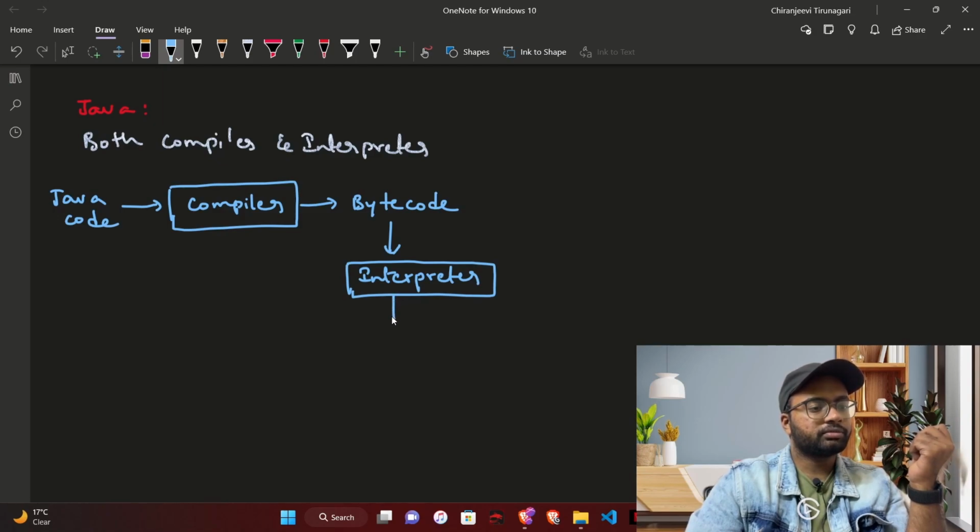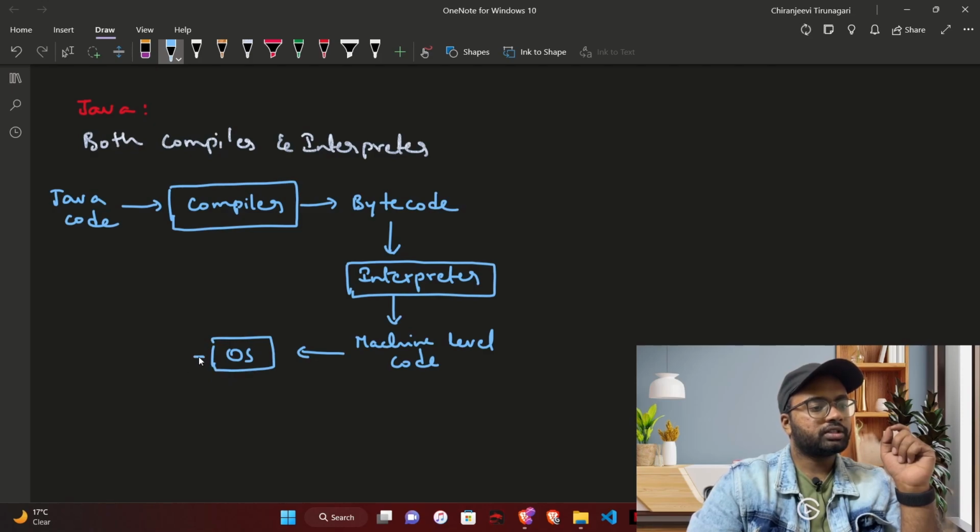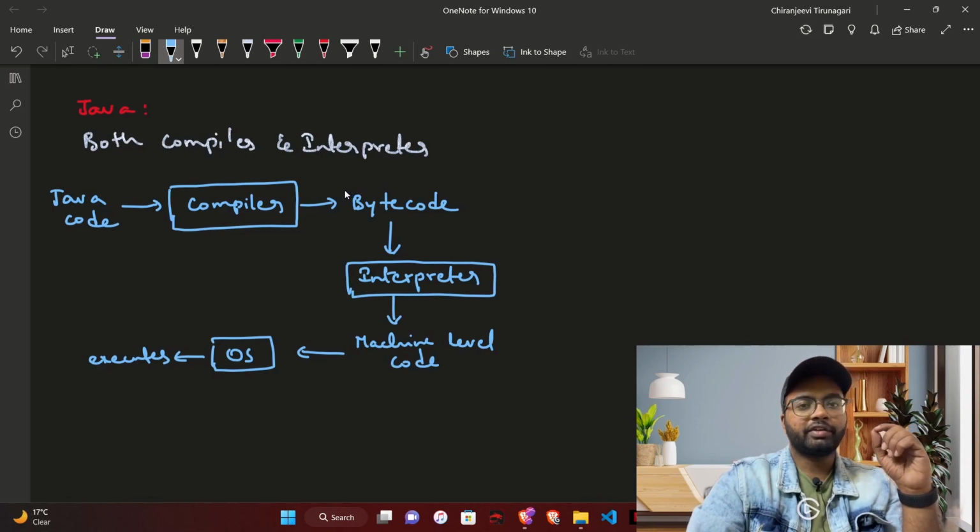It just converts each line, one line at a time, of bytecode into machine level code. And this machine level code, obviously, as we know, is passed to the OS, and the OS executes. So this is what happens under the hood in the case of Java. Why it's converting something into bytecode in between is a different video altogether.